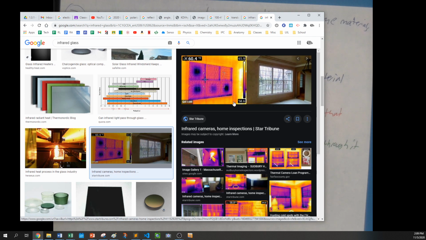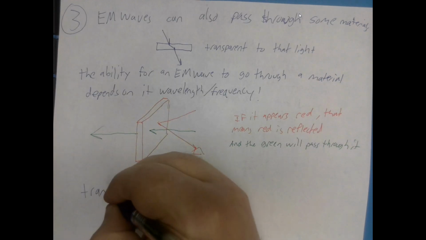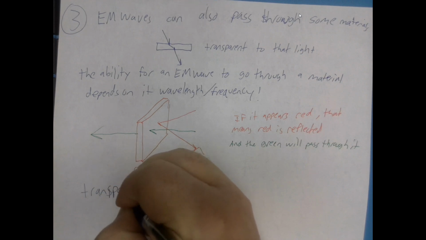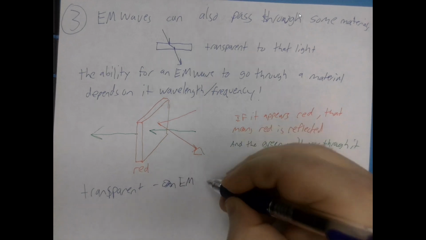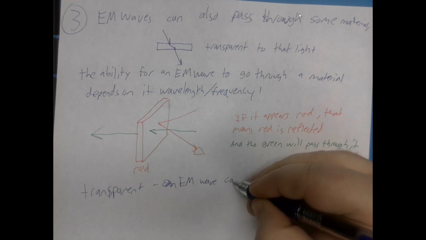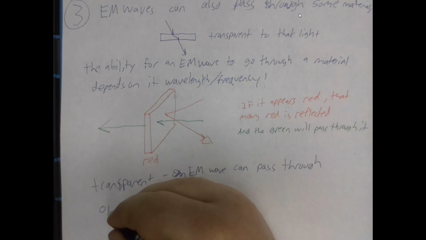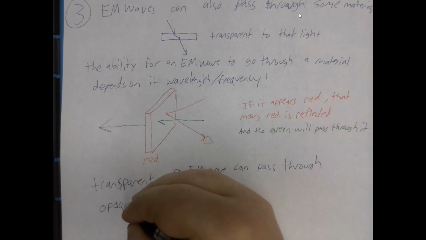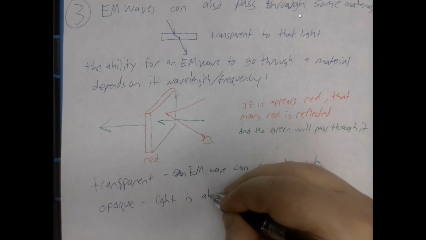So here's another example. You can see the infrared that's coming off the glass, but you can't see any infrared going through the glass because it's opaque. So with transparent, EM waves can pass through. With opaque, light is absorbed or reflected.